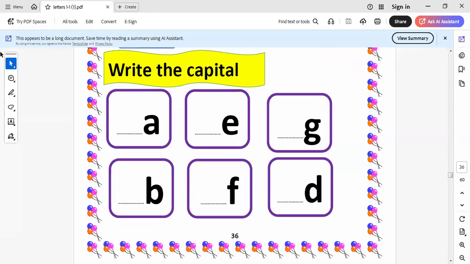Here is small a. So I write here capital A. Here is capital A, and here is capital E. Here is capital A and small e. Here is capital G, and here is capital D. Here is capital F, and here is capital B. Okay. Here is capital B and small b, capital A and small a, capital E and small e, capital G and small g, capital D and small d, capital F and small f, capital B and small b. Okay, let's continue the rest of the letters, or the alphabets.